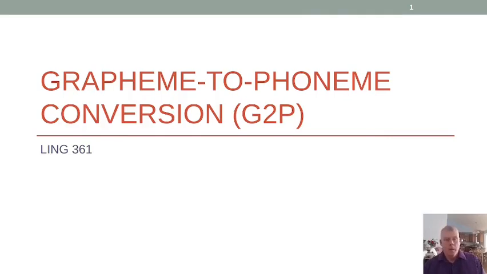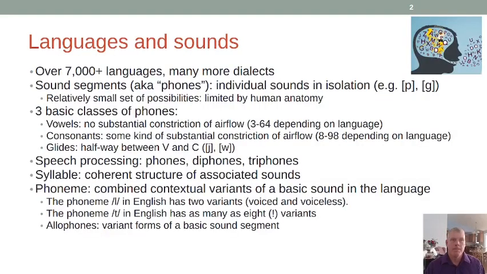So what we have here is grapheme to phoneme conversion, and I will tell you what graphemes and phonemes are if you don't already know. So let's talk about the languages of the world and the sounds of the world. As we saw in a previous lecture, there are over 7,000 languages according to Ethnologue, I believe it is, and many more dialects of those languages, right? There's one English language, but many different dialects or varieties of English.